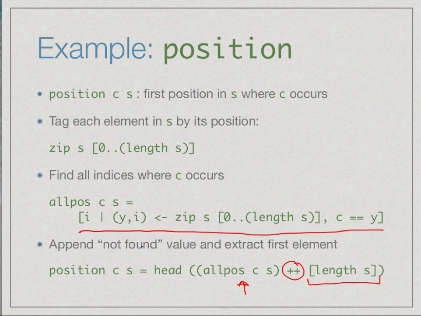So this is another way of doing position. We saw one using take while, and now we have seen one using zip, where we associate with each character in the string its position, and then we scan these positions and extract all the positions where C occurs.